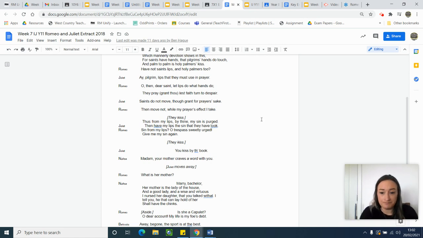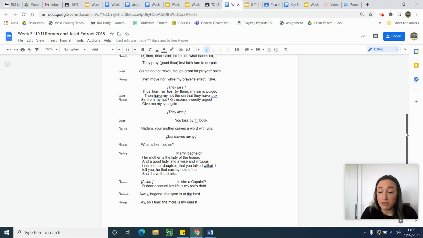And then they kiss. So their actions might be quite shocking to the audience at this point, especially an audience at the time who wouldn't have been used to romance moving quite so quickly. But Shakespeare would have intended to show them the seriousness and the devotion of Romeo and Juliet's feelings from the second that they meet each other and how attracted they are to each other straight away.